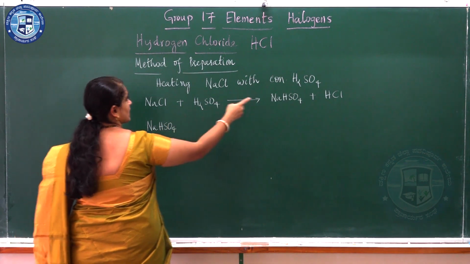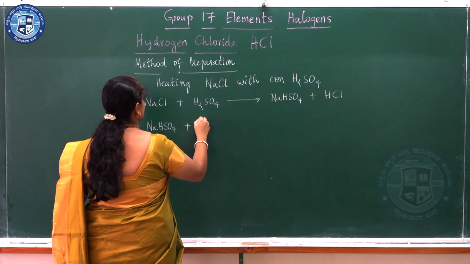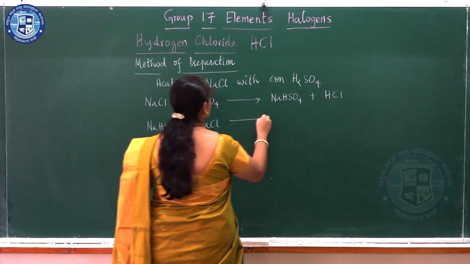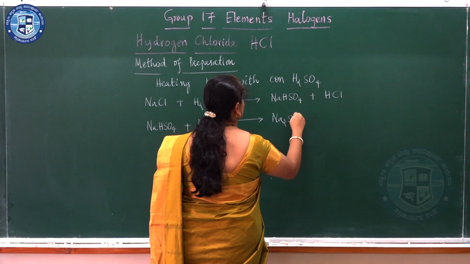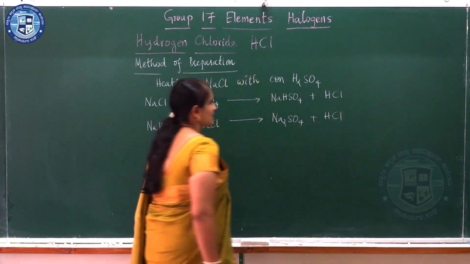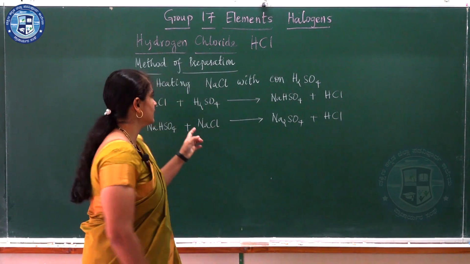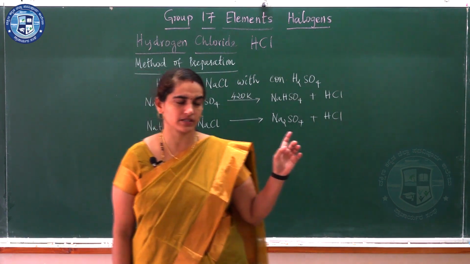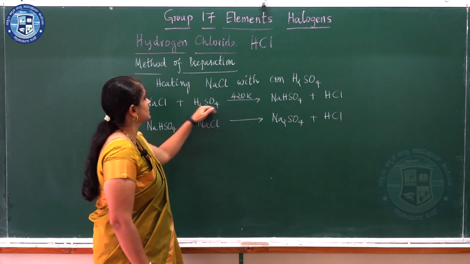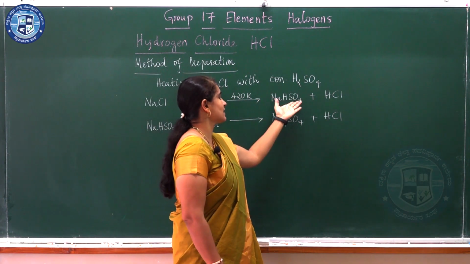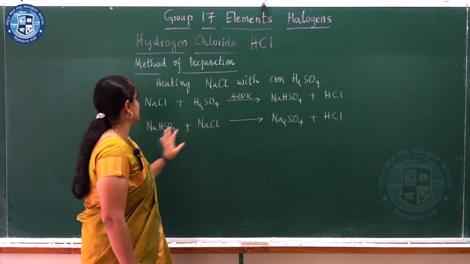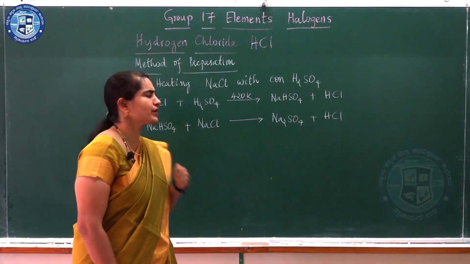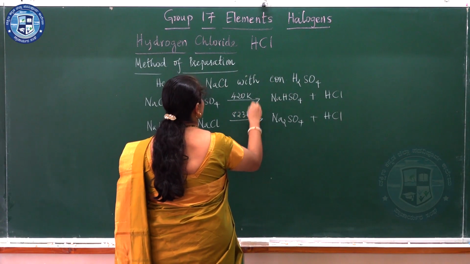The NaHSO4 we have got will react with another molecule of NaCl, and finally we end up with Na2SO4 and HCl. We have to write the temperatures. It is heating: in the first case it is 420 Kelvin, where sodium chloride with sulfuric acid gives sodium hydrogen sulfate along with HCl. The byproduct then reacts with another molecule of NaCl at a slightly higher temperature of around 823 Kelvin.